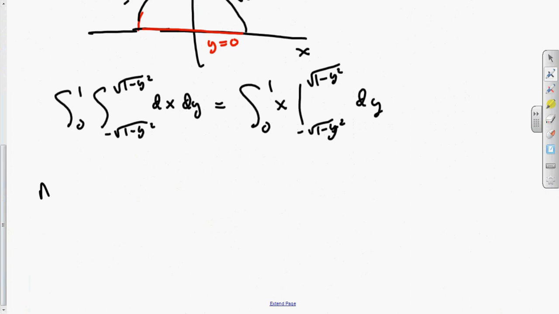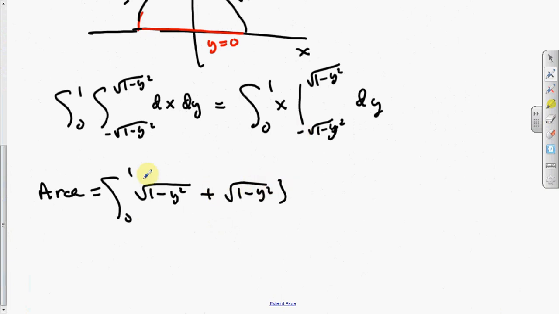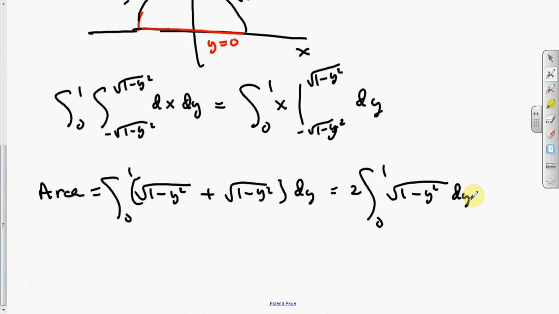So this area is equal to the integral from 0 to 1. Evaluate x at the square root of 1 minus y squared, then minus, that minus becomes plus the square root of 1 minus y squared, dy. This is 2 times the integral from 0 to 1 of the square root of 1 minus y squared dy.